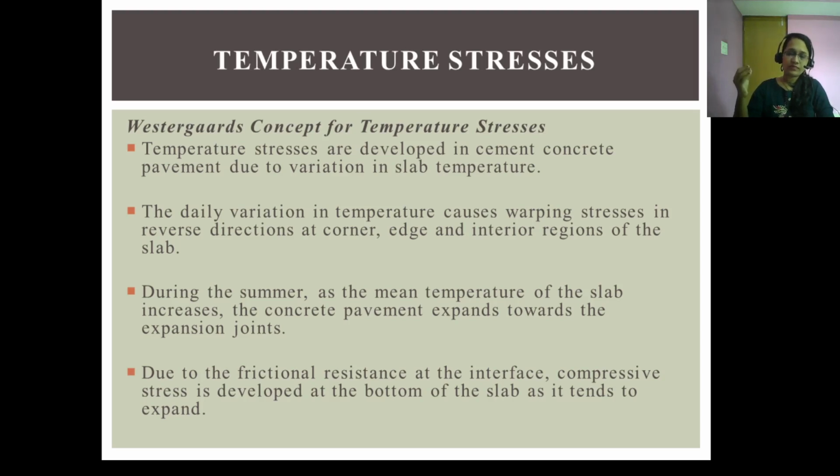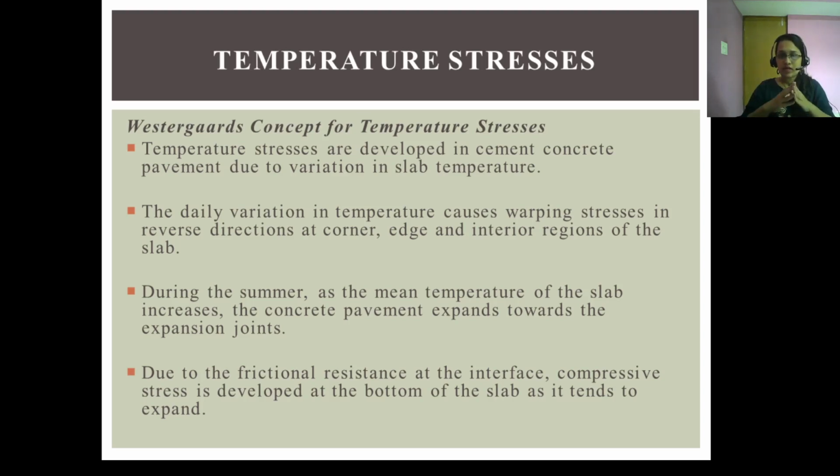The top of the slab gets heated up due to the heat transfer from the top, and as the atmospheric temperature falls, the top of the slab becomes colder, resulting in the warping of the slab in the opposite direction, and there is a reversal in the warping stresses at the different regions of the slab. Thus the daily variations in the temperature cause the warping stresses in the reverse directions at the corner, edge and the interior regions of the slab.